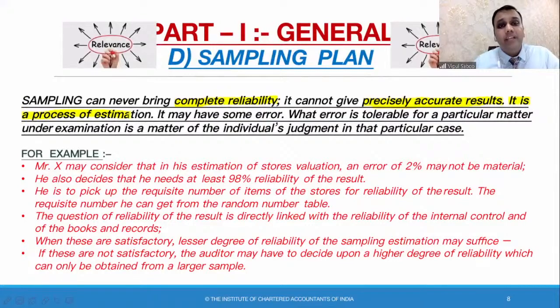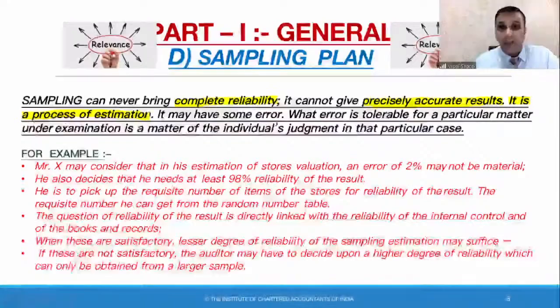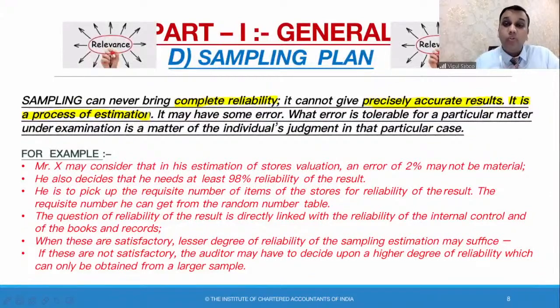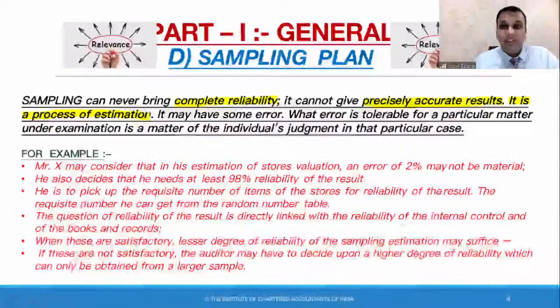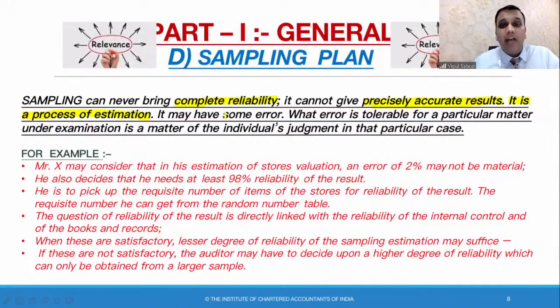Sometimes when we get our blood tested from one laboratory, the doctor asks us to get a second opinion, to get the test done from another lab as well, to vouch for the results, whether you are carrying a particular infection in your blood or not, and what the level of that infection is. So sampling is basically a process of estimation, and it may have some error.